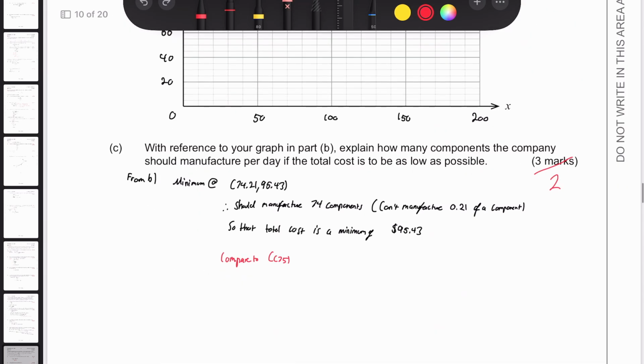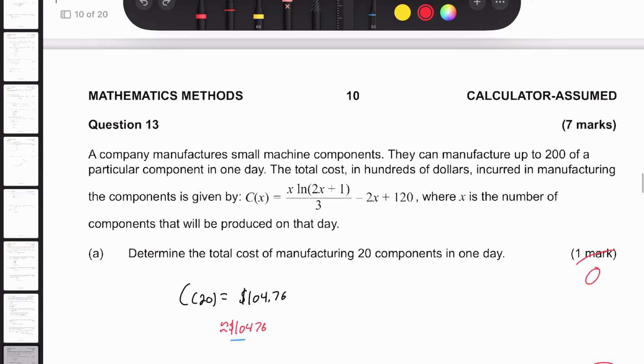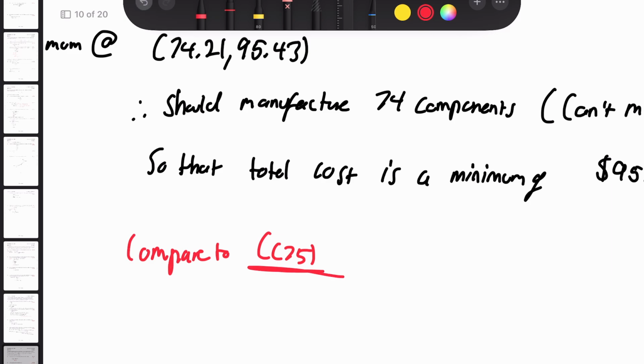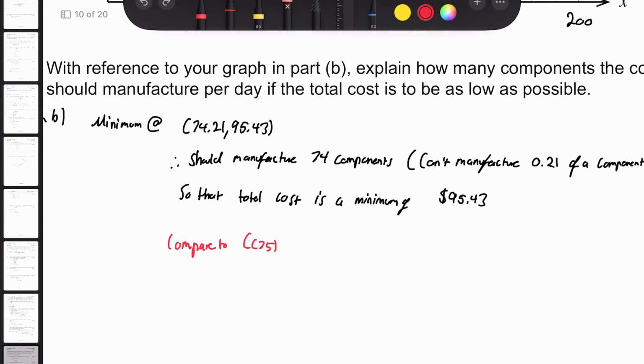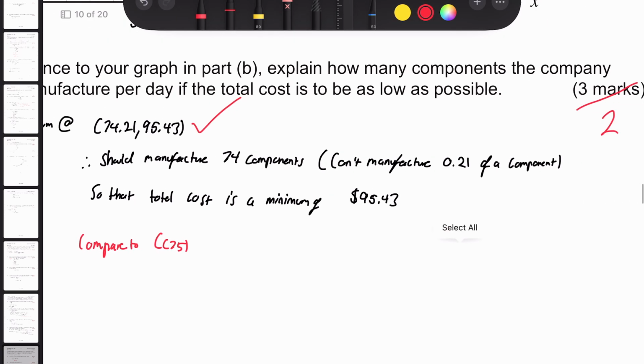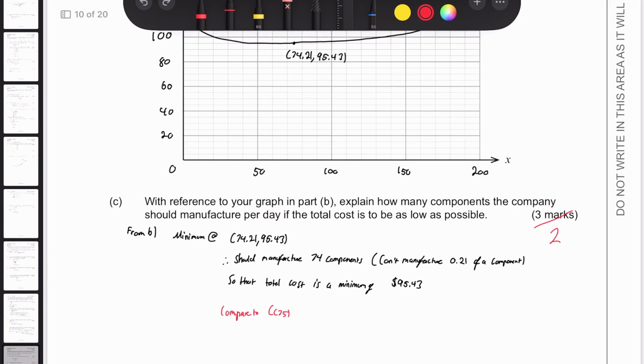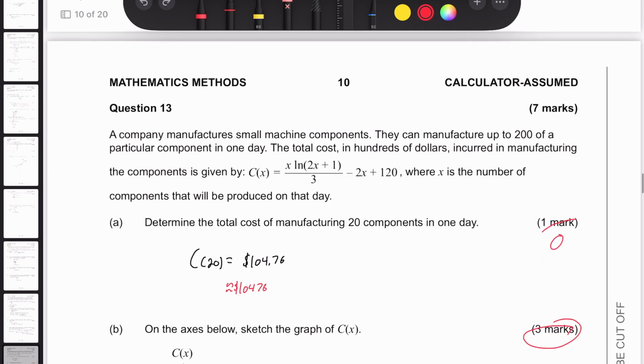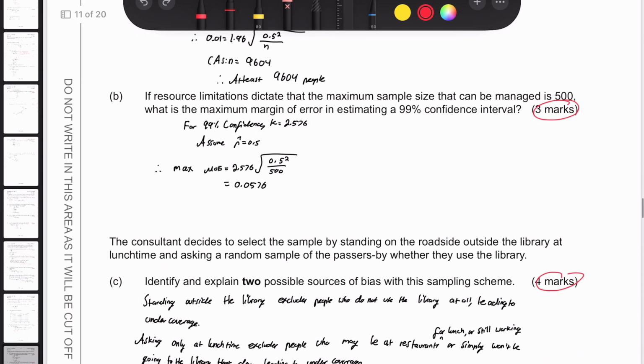And then here, I skim read hundreds of dollars. So yeah, I lost a mark there. I also lost a mark here because you have to compare it to the value at 75. You got a mark for saying minimum, and then a mark for saying 74 components. But you have to compare to 75 to get to that conclusion of 74, which I actually did on my CAS. You probably heard me mumbling 75, blah blah blah. But I thought to the same decimal places it was essentially the same, so I didn't bother. But because it's 100, it would actually cost more.